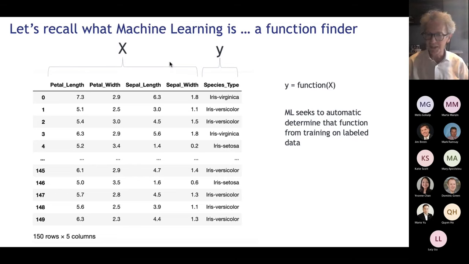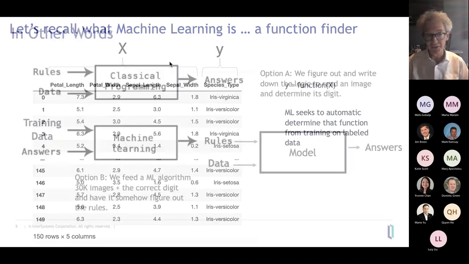So how do we take those pixel values and turn that into a digit 0 through 9 is essentially what we're trying to solve for.